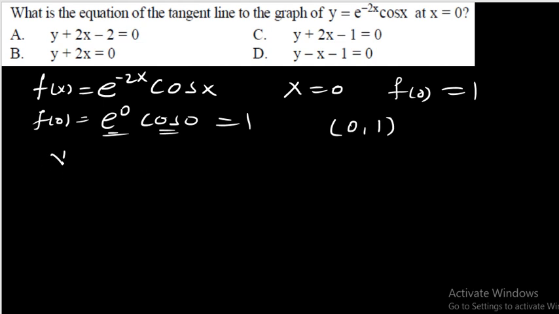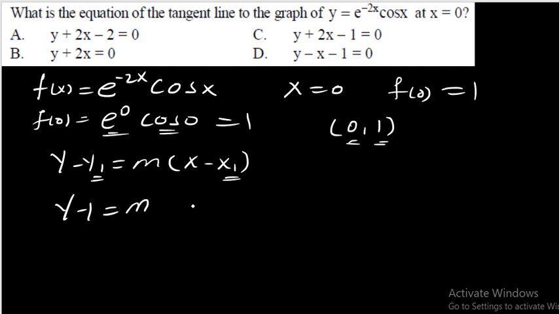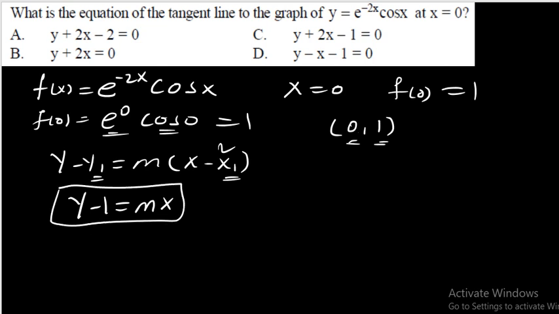The equation of the tangent line is y minus y1 is equal to m times x minus x1. We have y1 and x1, the first and the second coordinates. So y minus 1 is equal to m times x only, because x1 is 0 already, as you see. So to find the equation of the line, we have y minus 1 is equal to m times x. That means I'm looking for m. But m is the same as the derivative of the function at that point.